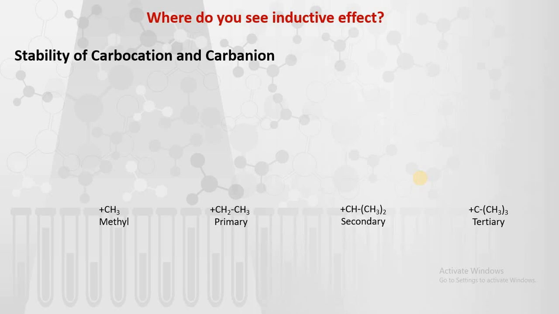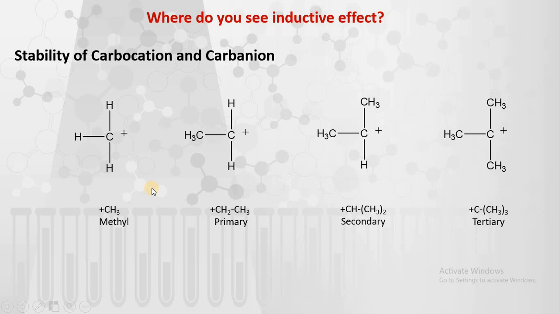These are the applications of the inductive effect. So where do you see the inductive effect? It can be observed in the stability of carbocations and carbanions, or carbonium, which are intermediates. There are different carbocations. If you see here, there are methyl carbocation, then primary, secondary and tertiary carbocations. These carbocations have different stability because of the inductive effect.